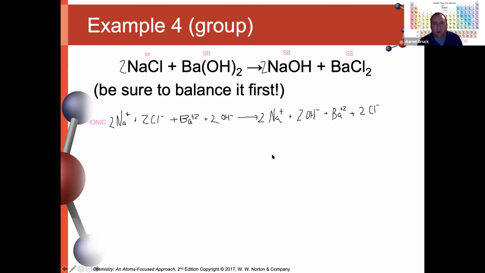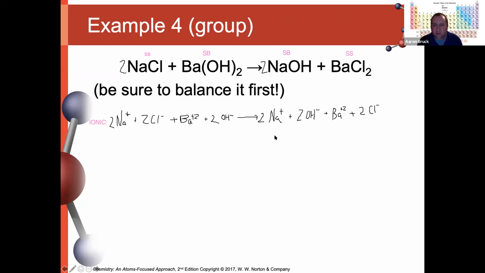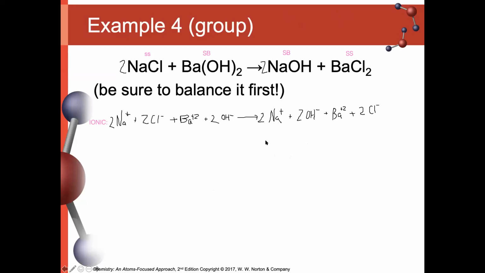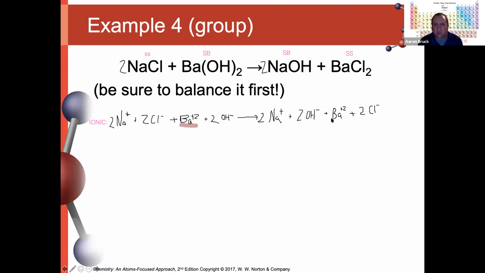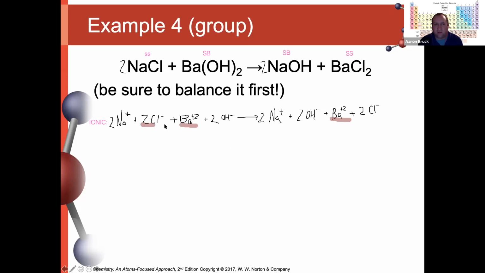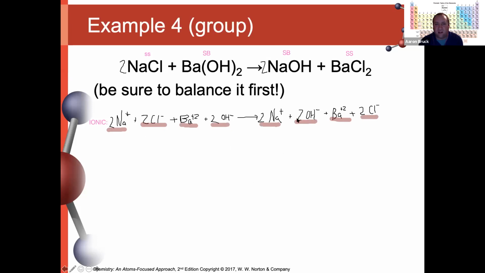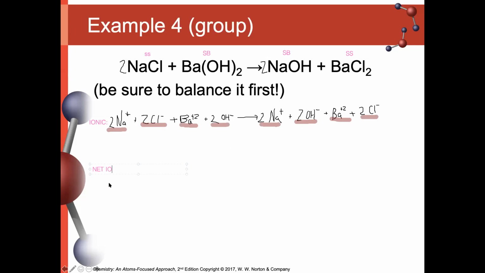And so let's pick out our spectator ions. All right. Anybody, give me a spectator ion out of this. Barium. Okay, barium ion is present on both sides, so it's a spectator. And Cl. Chloride is a spectator. It's present on both sides. Isn't everything on both sides? Yeah. Sodium is present on both sides. Hydroxide is present on both sides. What do we do when everything's a spectator?